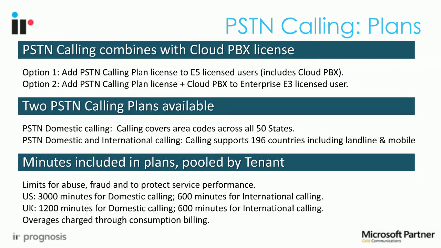If you're using E3 kind of a license, then you can add Cloud PBX and then PSTN calling plan licenses. We have two calling plans available, the PSTN domestic calling plan and the domestic and international calling plan. The differences between them is, like I said, in the US we give 3,000 minutes for domestic calling and 600 minutes for international calling. In the UK, it's 1,200 minutes for domestic calling and 600 minutes for international calling.